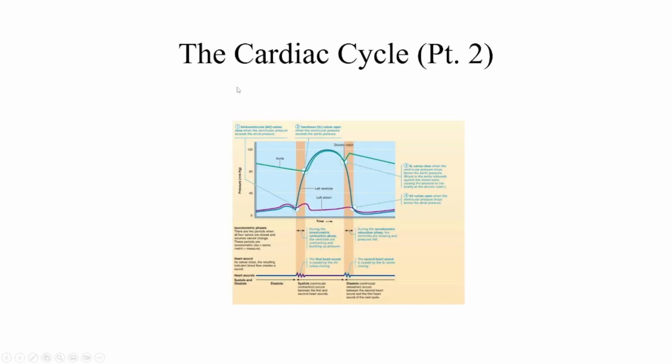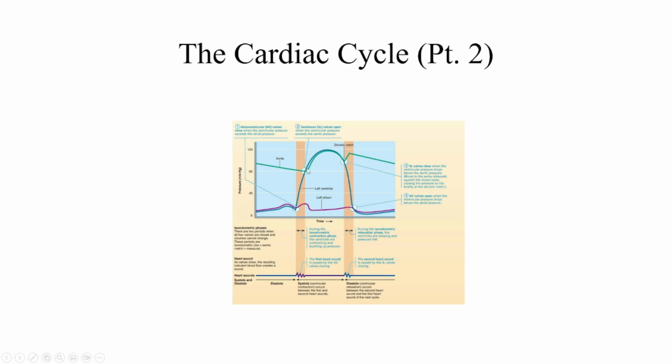Alright, so now you have a diagram of what the cardiac cycle looks like. It begins here at the AV valves. The AV valves close when the ventricular pressure exceeds the atrial pressure. Then going up here to number 2, this is where the semilunar valves open because of what number 1 did, because of the excess in ventricular pressure.